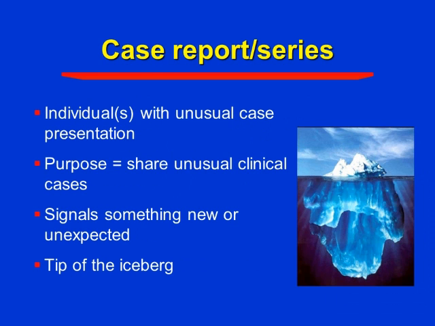So what are the hallmarks of case report and case series? These are typically reports of individuals. A case report is one individual. A case series is a number of individuals with unusual case presentations. The purpose of a case report or case series is really just to share unusual clinical cases with the medical community. Sometimes they're just odd occurrences, but sometimes they actually signal something new or unexpected, and often are considered just the tip of the iceberg. And that was clearly the case with the case series of the 5 men with PCP pneumonia.